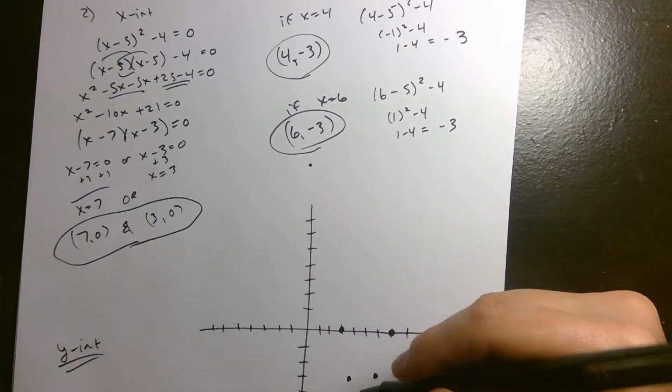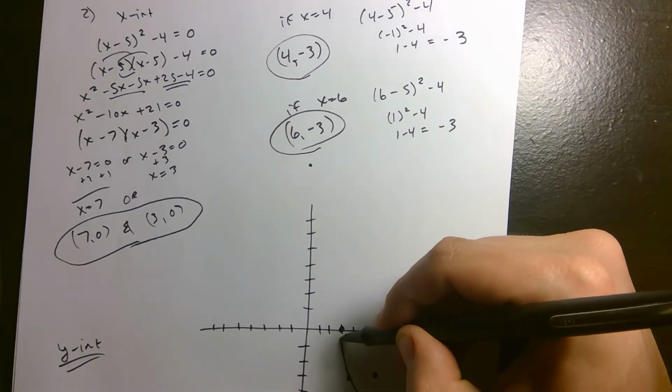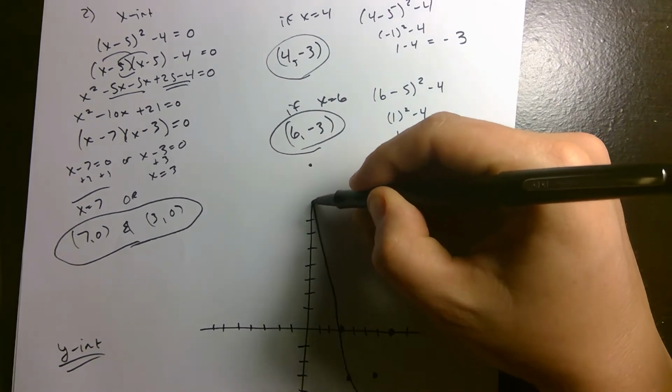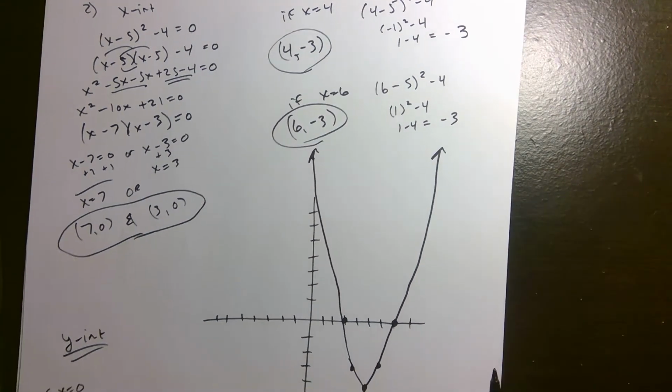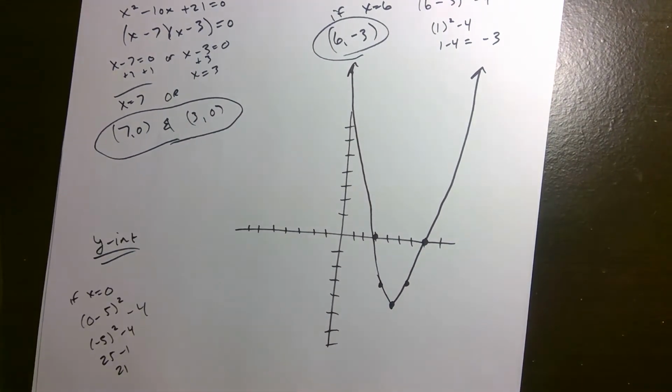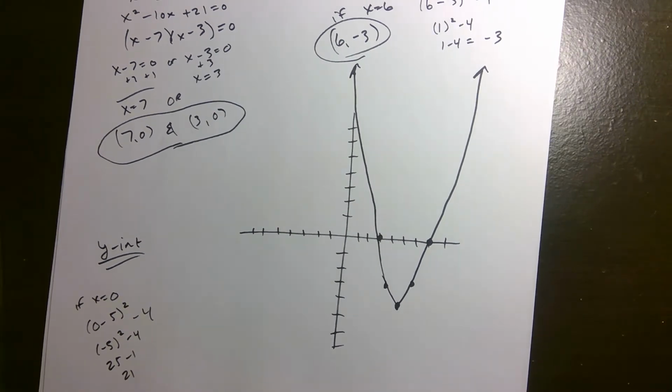And so what that tells me is that this is going to come up like this. Eventually, it's going to get really, really steep, and it's jutting off towards infinity. And that's happening on both sides. And so when it's all said and done, after all of that work, here's my parabola. And now I am completely done.